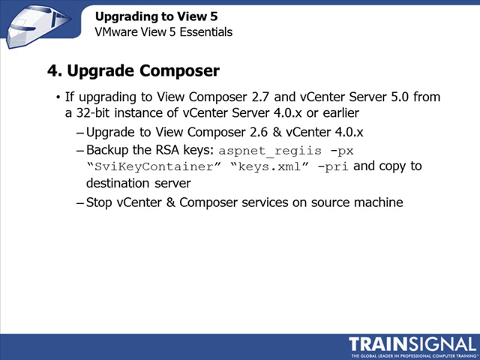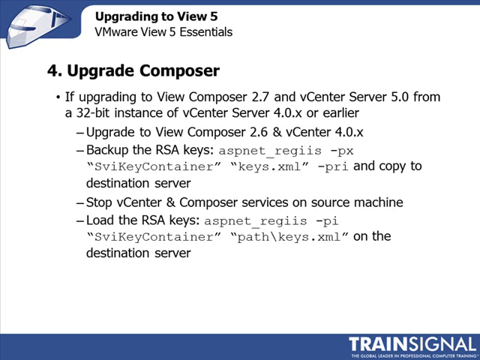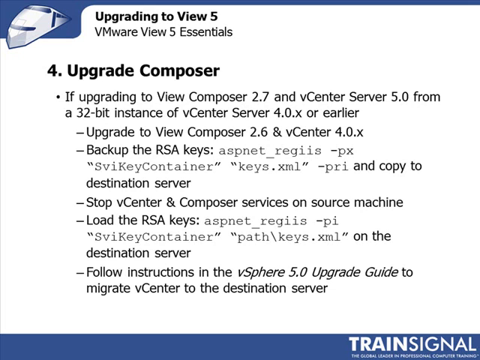Then you'll want to stop both vCenter and Composer services on the old vCenter server. Next, go to the new vCenter server and load the RSA keys that we exported in the previous steps. Again, you'll use the ASP.NET_RegIIS command shown on the screen. At that point, you'll need to get vSphere installed on the new server. The instructions for that are well detailed out in the vSphere 5.0 upgrade guide. There are many permutations that you may have to go through here, so I highly encourage you to check out that document.